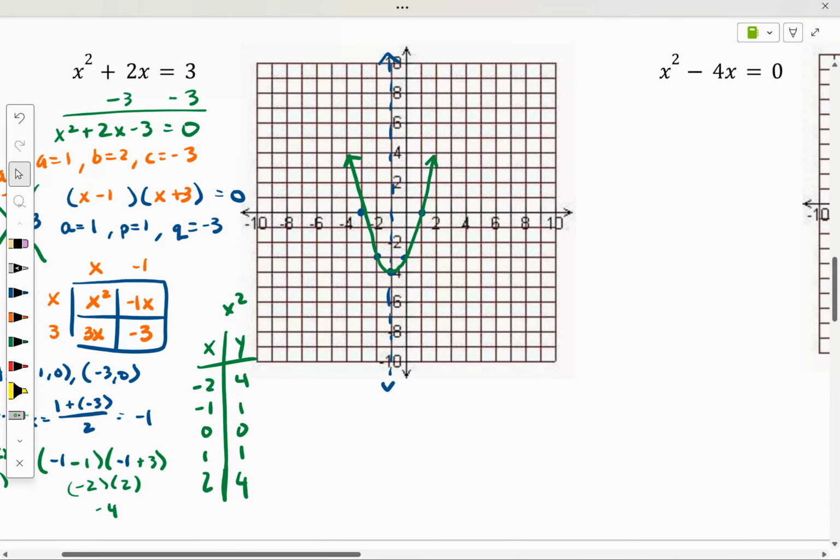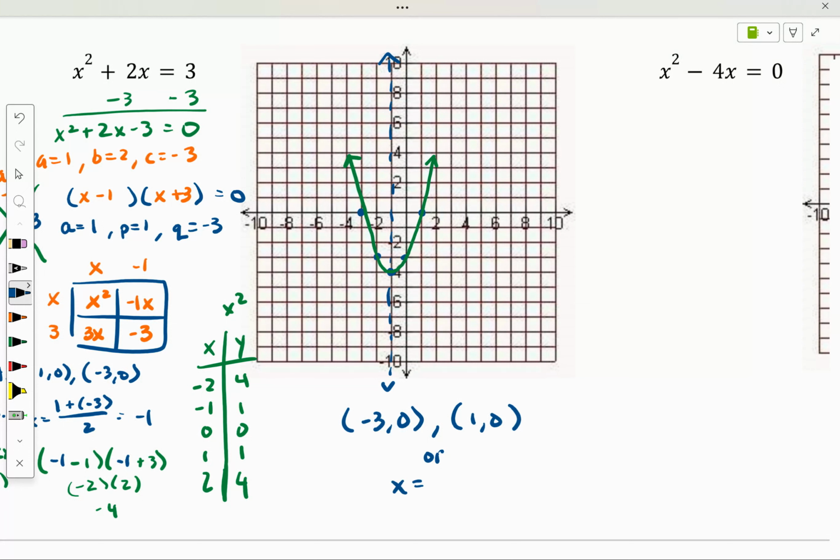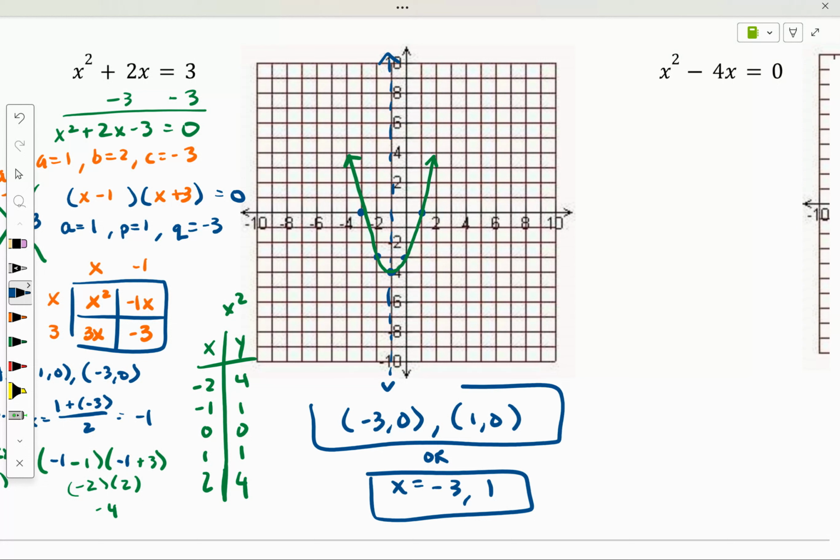All right, so there's our graph. And so our solutions, again, are the x-intercepts, which we found earlier, your zeros. So it's going to be negative 3, 0, and then 1, 0. Or again, if you like, you could do negative 3, 1 as your answer, or x equals. All right, so we're going to move on to the next one now.